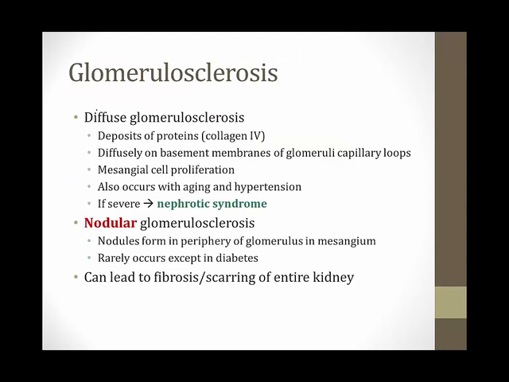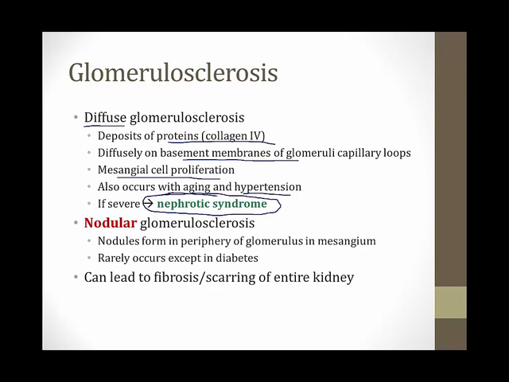There are two forms of glomerular sclerosis that can be seen in diabetes. The first is the diffuse form. This occurs when there is deposition of proteins, especially collagen type 4, diffusely on the basement membranes of the glomerular capillary loops. The mesangial cells begin to proliferate, and this is what leads to diffuse glomerular sclerosis. You can also see this with aging and with hypertension, and if this process becomes severe, this can lead to the nephrotic syndrome, and it's uncommon, but sometimes diabetes leads to development of the nephrotic syndrome.